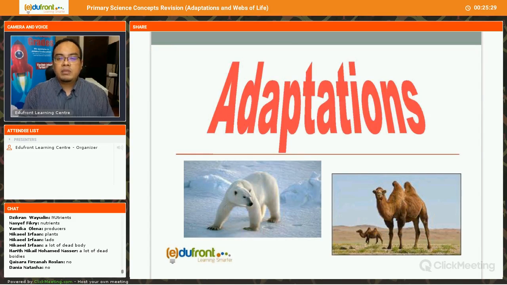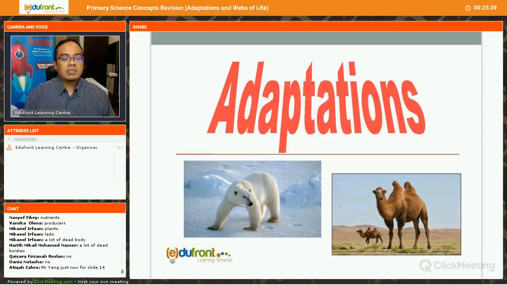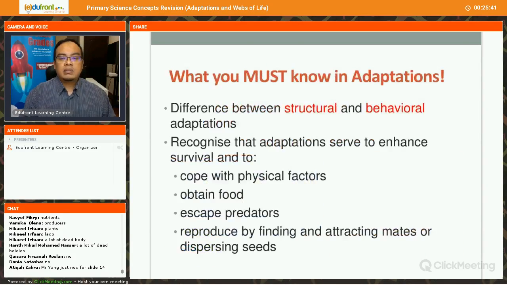Okay, so the next topic we are going on to is adaptations. Adaptation is quite related to the topic of webs of life. Under the topic of adaptation, you must know the difference between structural and behavioral adaptation. This is very important. It's in the syllabus.